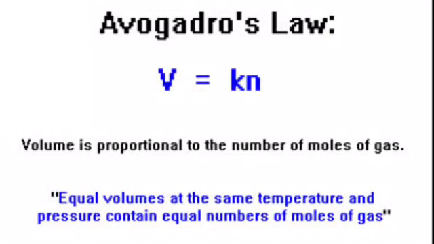This law can be stated mathematically as V equals Kn, where V equals volume, n equals amount of substance of gas, and K is a proportionality constant.